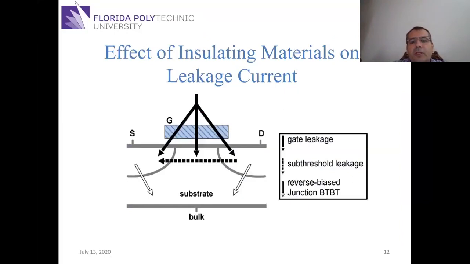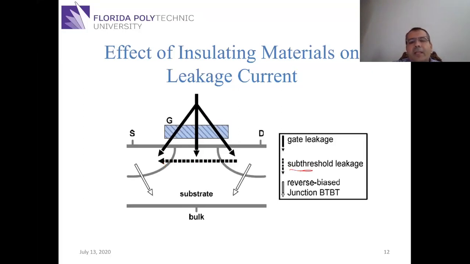So source, gate, and drain. Right now we see three different leakage currents: gate leakage, sub-threshold leakage, and the reverse biased junction (BTBT). Between each one of those, if you have a region like P-type or N-type, it depends on the dopant material and the concentration N of the dopant material in the semiconductor and the interface between the junctions. We will start with the sub-threshold leakage current, which is the dotted one. It goes from source to gate and gate to drain.